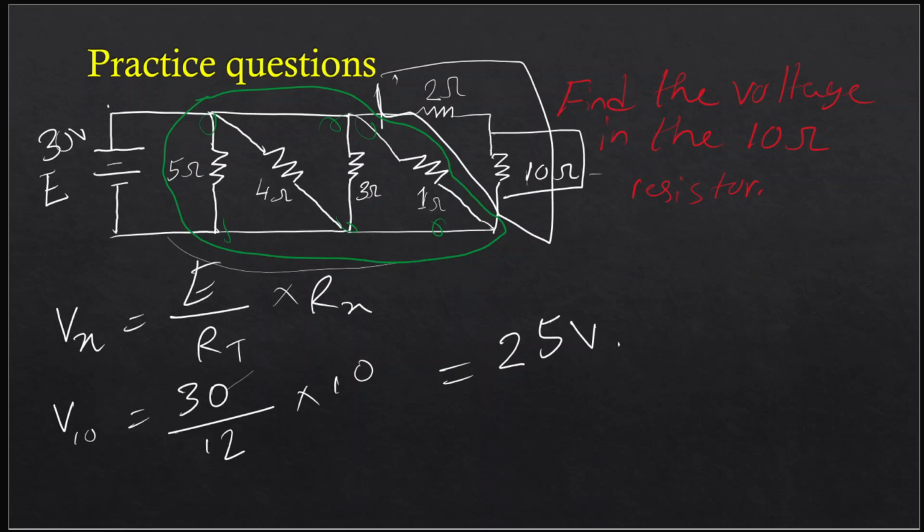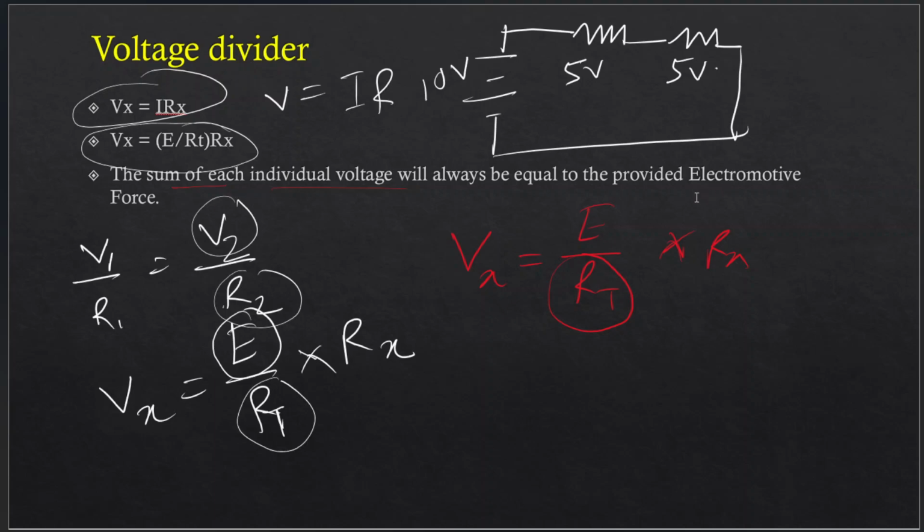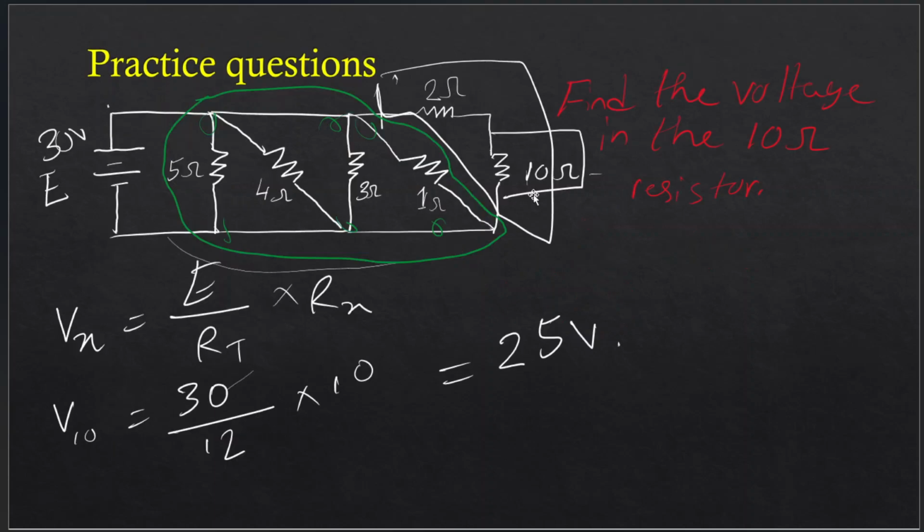Now again, let's verify this statement, that the sum of each individual voltage will always be equal to the provided electromotive force. Now this is a different scenario because we have a lot of resistors. But again, remember that statement was only applicable for the series connections. So here in the series connection we have two resistors, 10 ohm and 2 ohm. For 10 ohm we have calculated 25 volts. So 2 ohm should be 5 volts because 30 minus 25 is 5. Let's see if that's true.